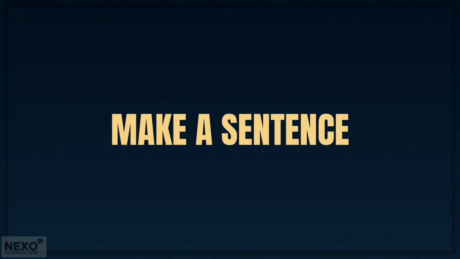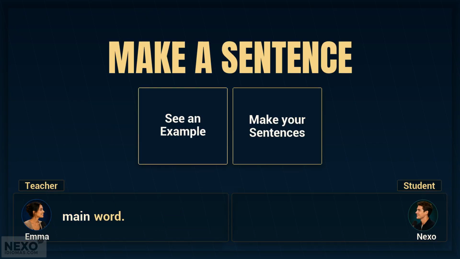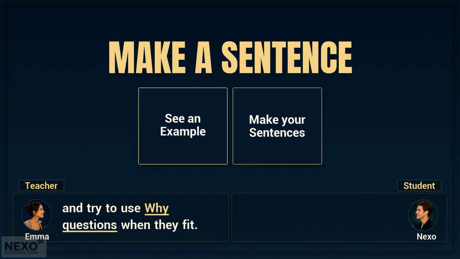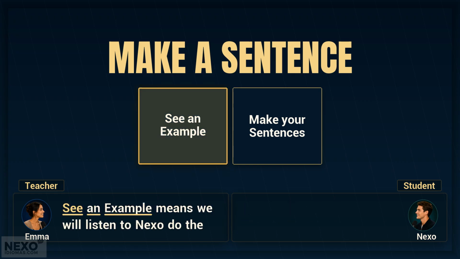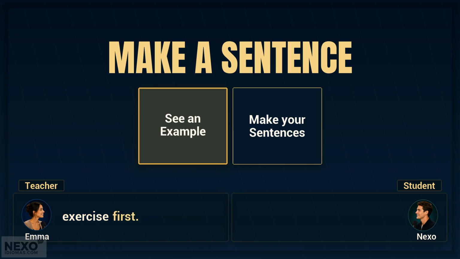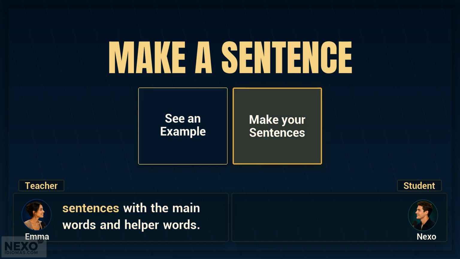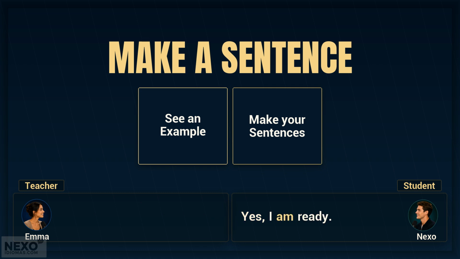Make a sentence. Now we will build 6 sentences, one for each main word. You can use the 20 helper words if you want, and try to use why questions when they fit. I can make simple sentences with technology words. See an example means we will listen to Nexo do the exercise first. Make your sentences means you create your own sentences with the main words and helper words. Are you ready to try, Nexo? Yes, I am ready.